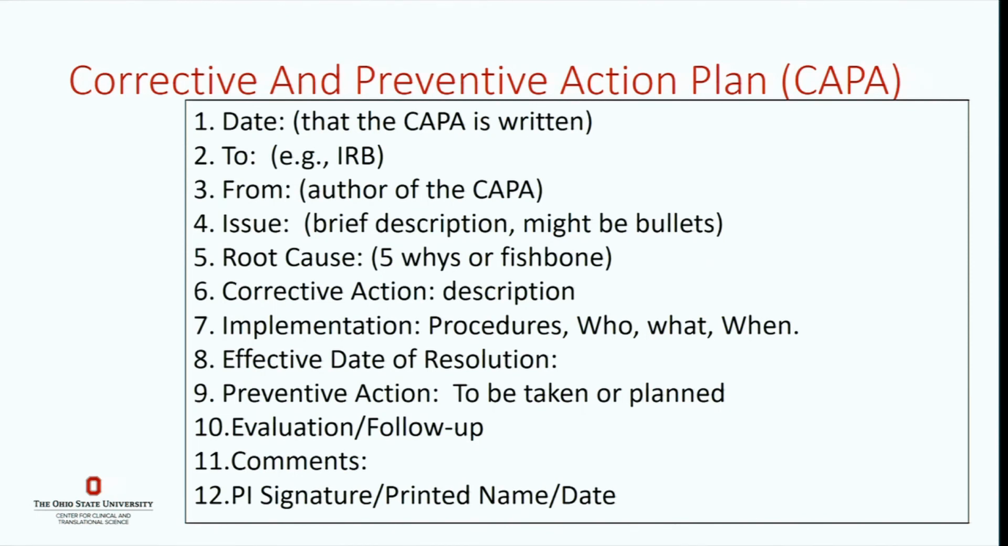You want to know the date that it's written, who it's written to. It might be that you're writing it to the IRB because the IRB is the one that detected it. It might be to the sponsor who's doing the audit, or your QA team, or it might be just your note to the regulatory files, but you want to have it documented. You want a brief description, and it can be in bullets, but a brief description of what the issue is, what happened, and a root cause analysis of what happened.